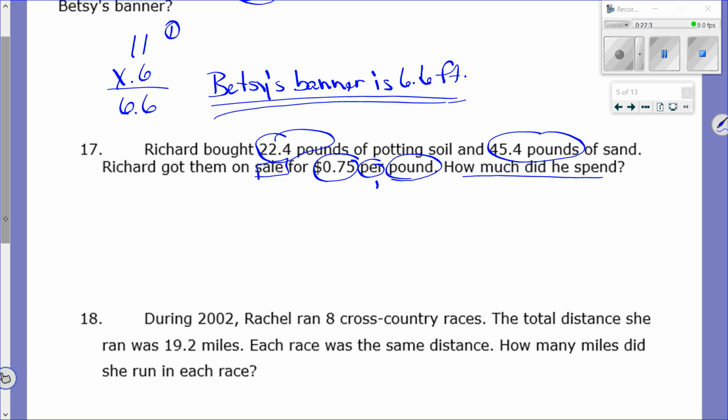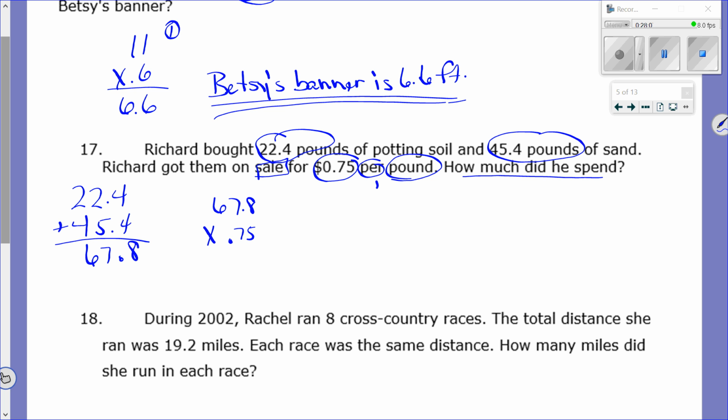Here's where it's important to remember that my adding rules are different than my multiplying or dividing rules. To add, I line up my decimal places, and then I just add up straight down on the columns. 4 and 4 is 8. My decimal comes straight down. 2 and 5 is 7. 2 and 4 is 6. I have 67 8/10 total pounds of sand and soil. And then I multiply the 67 8/10 by the 75 cents.